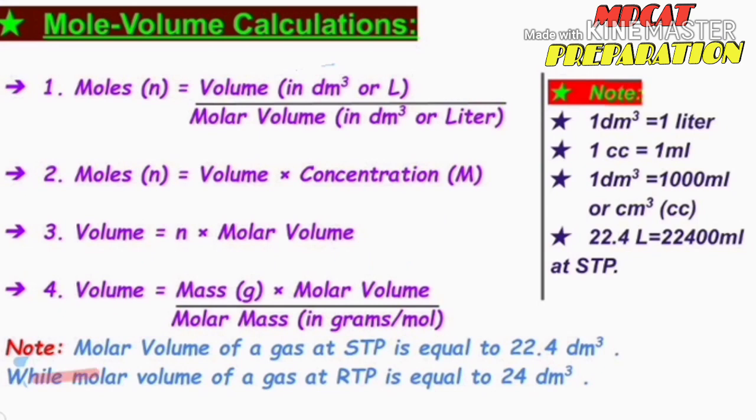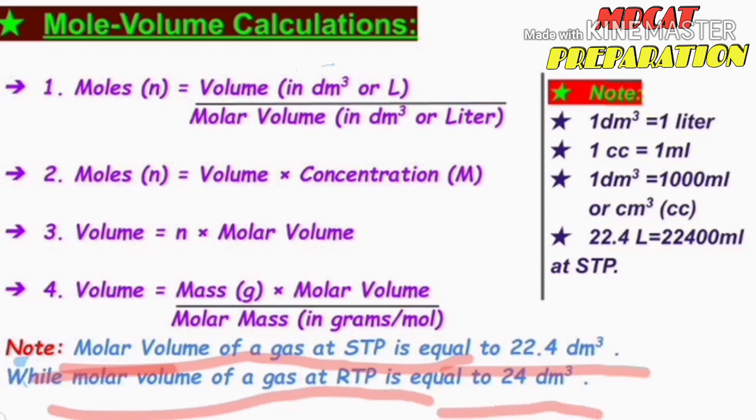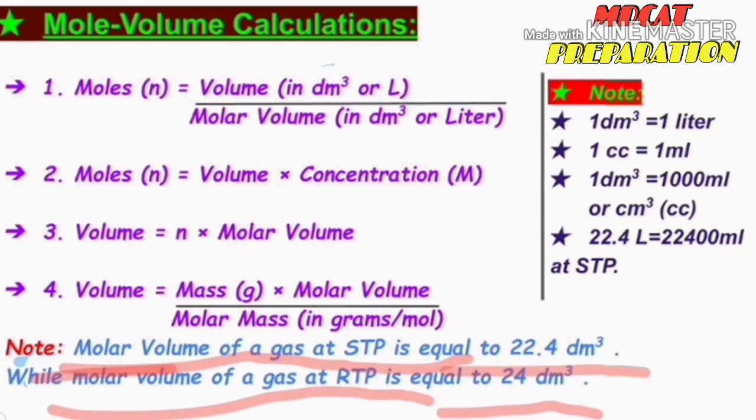The molar volume of a gas at STP is equal to 22.4 dm cube, while the molar volume of a gas at RTP, room temperature and pressure, is equal to 24 dm cube. At STP, standard temperature and pressure, it is equal to 22.4, and at room temperature and pressure it is equal to 24 dm cube or liter.